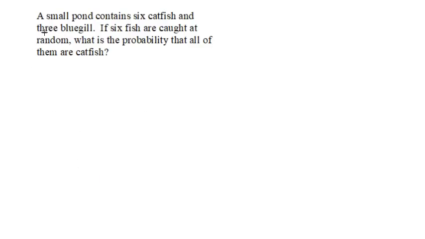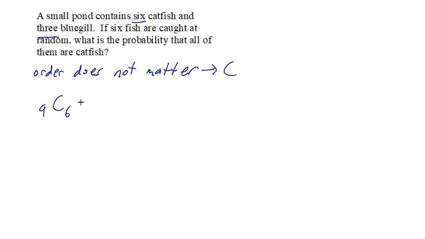A small pond contains 6 catfish and 3 bluegill. If 6 fish are caught at random, what is the probability that all of them are catfish? Right, in this case, order does not matter, so we're going to use combinations. In the pond, we have 9 fish. We're catching 6 of them, so we're choosing 6. So it'll be 9 choose 6.